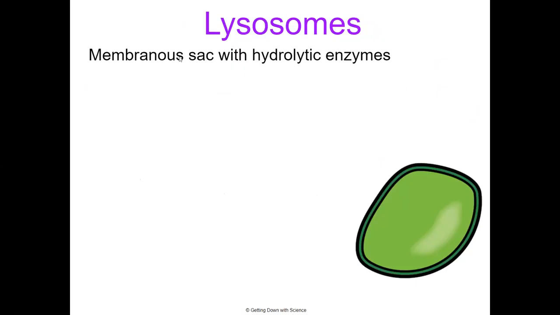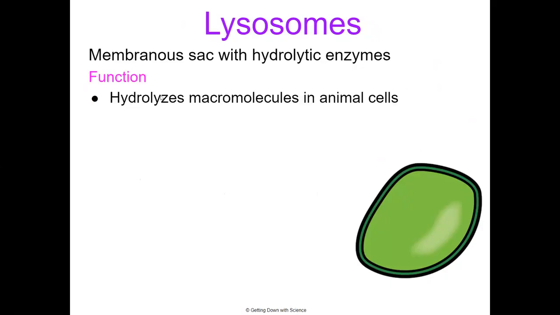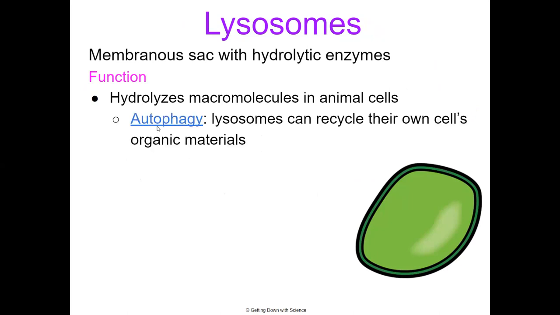Lysosomes are the trash men. So they're a membranous sac with hydrolytic enzymes. So we have materials that break down parts. They hydrolyze macromolecules in animal cells. So we've got these big macromolecules, and we need to break them into smaller pieces to be able to work with them. Lysosomes are going to do that. They can also recycle their own cells through a process we call autophagy, so they can actually engulf and break them down if they start being a problem or aging and needing to renew themselves.